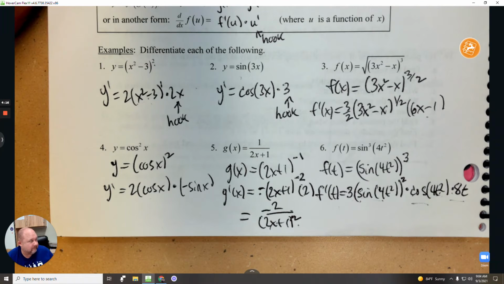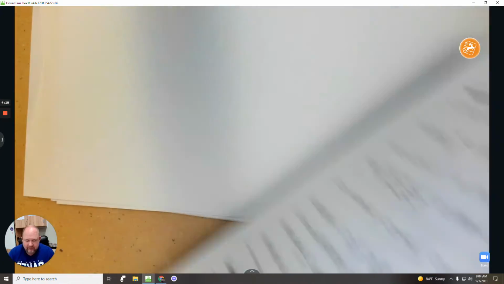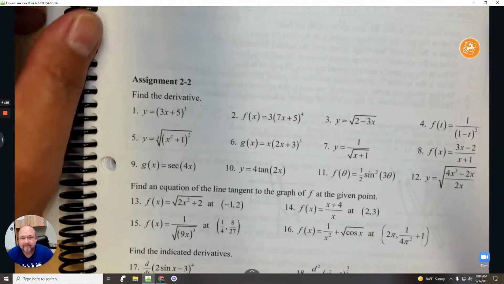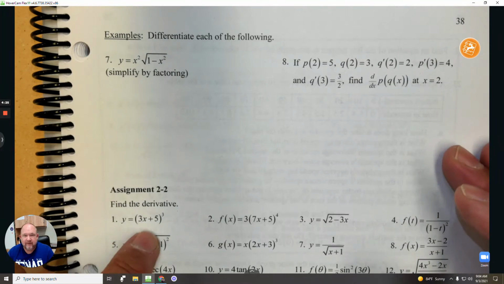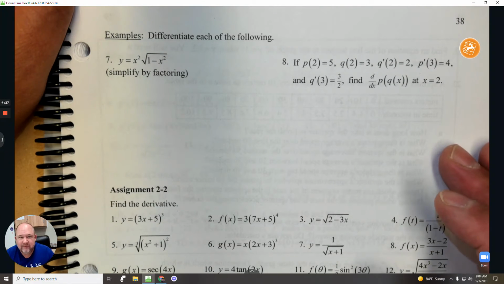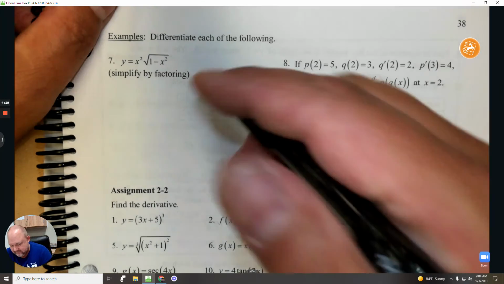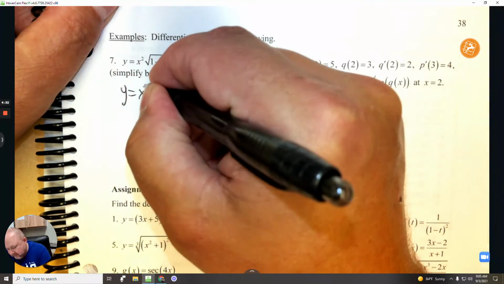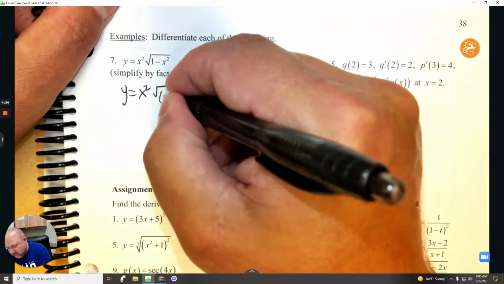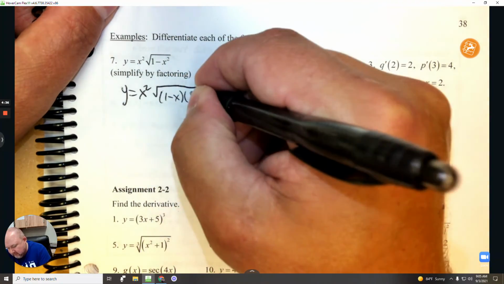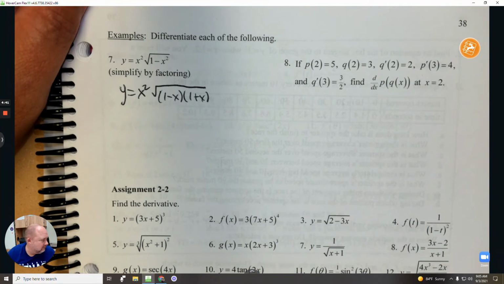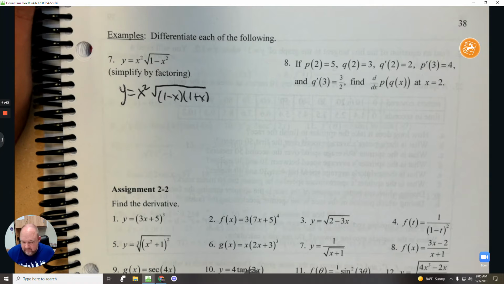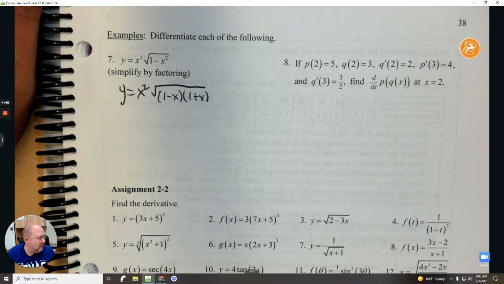All right. Number 7, turn the page. Two more questions left, and then we'll do the assignment together. Simplify by factoring. So inside, I see 1 minus x and 1 plus x. Give me a moment to look at it.